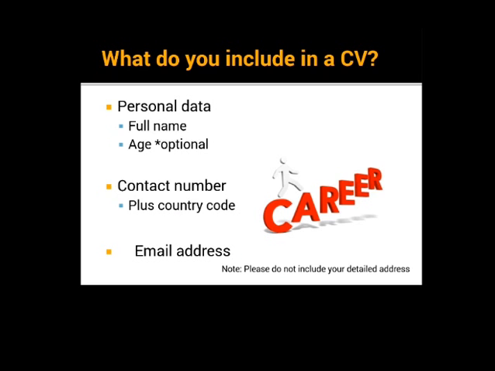So you would include in a CV your personal data, which means that you should include your full name. You can include your age, sometimes the employer needs it, and you should include your contact number. A contact number is how the employer would reach you. You can also mention the country code because employers from overseas may call you, and your preferred email address. You don't really need to include your current address, like the place you live in, for example, because the employer won't need it.